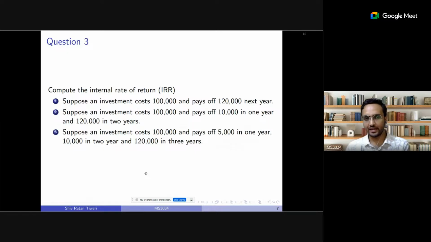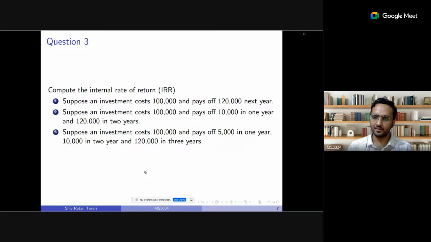So let's take some examples of how we can calculate the IRR for these three cases. The first case says the initial cost is 1 lakh rupees and it pays 1 lakh 20,000.